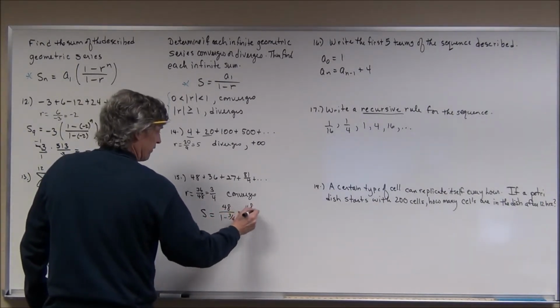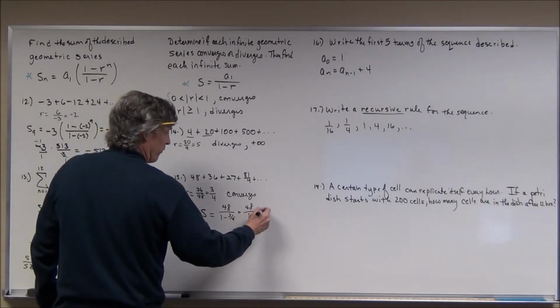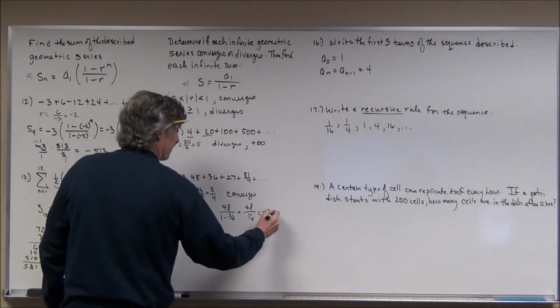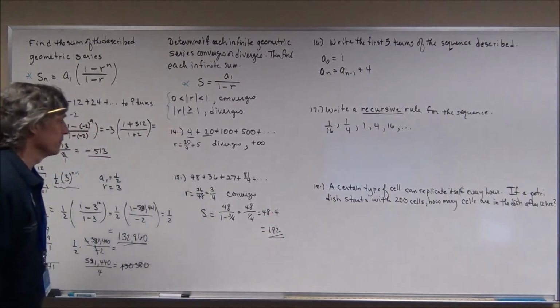Now be careful with your fractions here. 1 minus 3/4 is 1/4. And when you divide by 1/4, that's the same as multiplying by the reciprocal. So that's 192. And there's your sum.